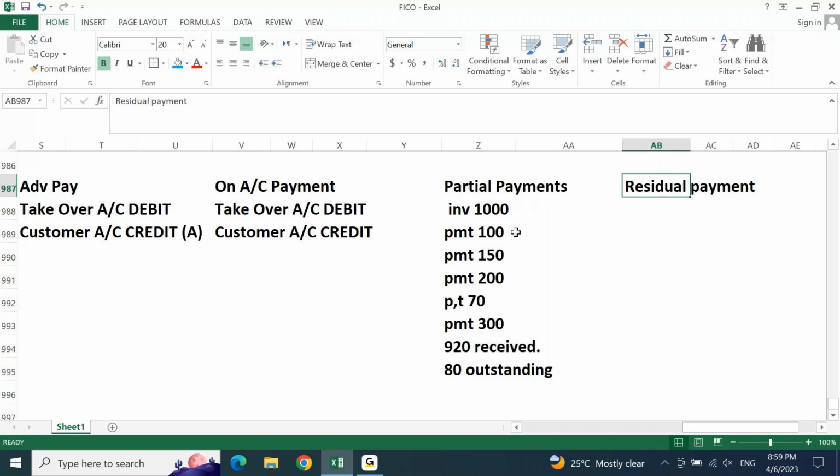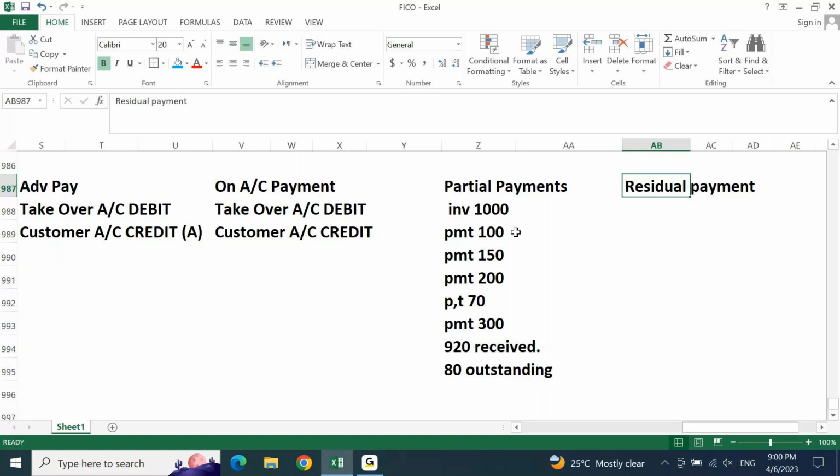What if your client is reluctant to use partial payment, and they want only residual payment? Tell them that if you use residual payment, you cannot track the payment history. If you want to track payment history, you must go with partial payment.